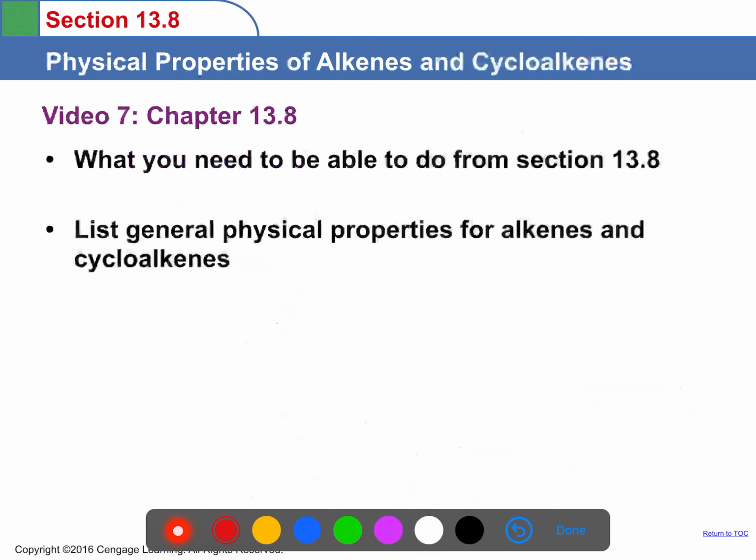So that's cis and trans isomerism and how you include it in the name. Those two are going to take some practice, so make sure you work through some extra examples. The next video will talk about physical properties for alkenes and cycloalkenes.